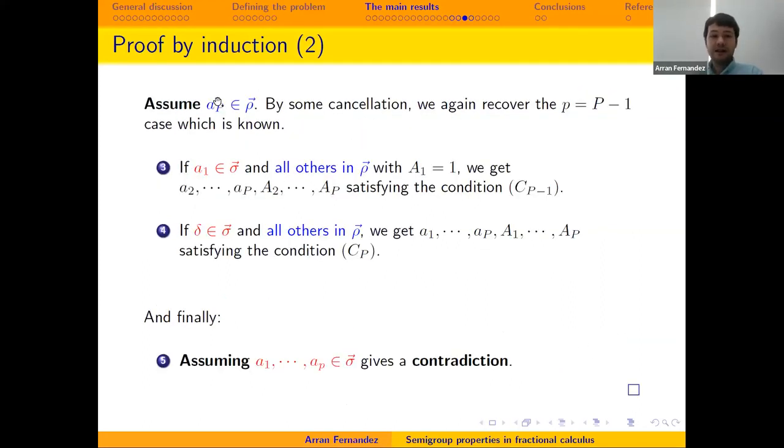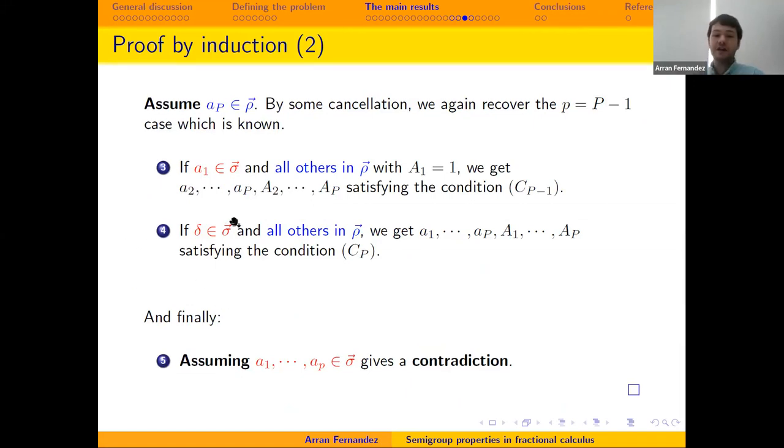Next, we assume a little a is blue. We do some cancellation, again use the inductive hypothesis. There's only 2 possibilities from the inductive hypothesis. Either a single little a is red, everything else blue, or delta is red, everything else blue. And then we get, as required, the condition either Cp minus 1 or Cp. 1, 2, 3, 4, 5 checks.